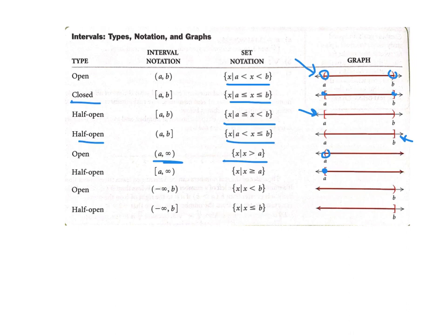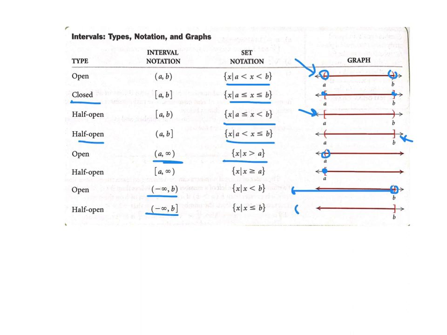Always describe these. This is one weird thing about the two last ones. We're always going to describe our graph from left to right. So when we see this one, it says negative infinity to B, it's going from negative infinity over here all the way till it gets to B. And the B has a little parentheses there. We're going to put an empty circle to show that it's open.